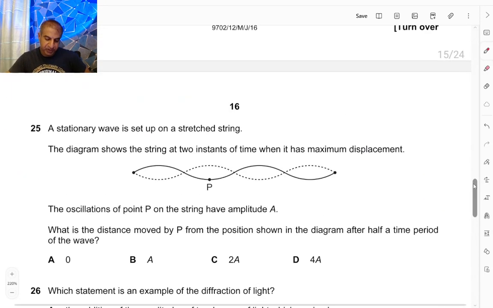Anyways, another question. A stationary wave is set up on a stretched spring. The diagram shows the string at 2 instants of time when it has maximum displacement. The oscillation of point P on the string has an amplitude of A. What is the distance moved by P from the position shown in the diagram after half a time period of the wave? So we happen to have a stationary wave. Let's see.